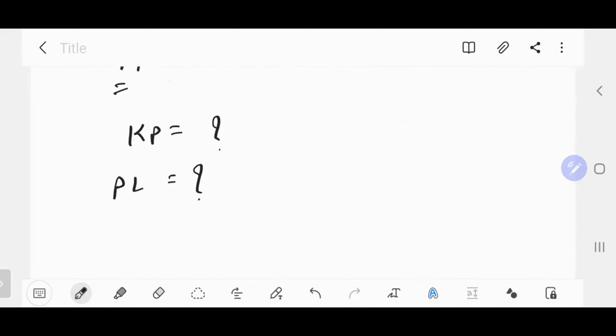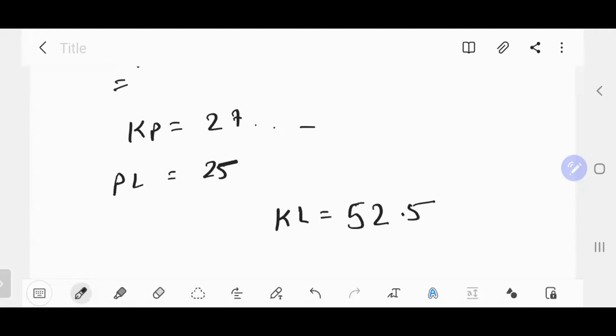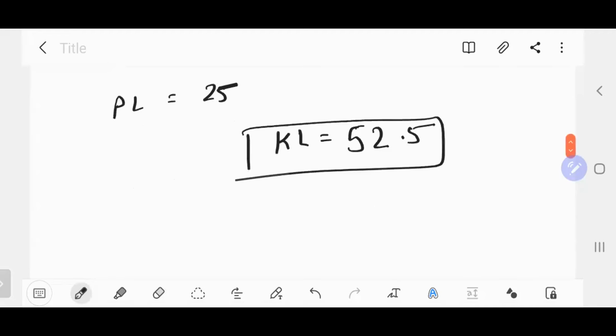What was the answer? Just tell me. KP is equal to 27 point something, right? And PL, that is 25, I think. So KL, length of path of contact, that was actually how much? 52.15. Okay, so that was the answer, the first answer of our question.